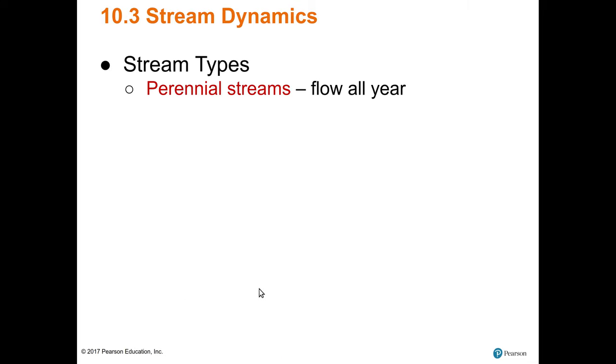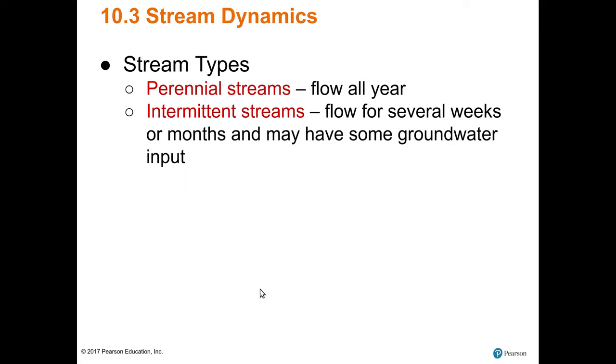More vocabulary terms. We've talked about these before. Perennial streams flow all year round. Intermittent streams flow for several weeks or months after it rains. They might have groundwater input. So even after it stops raining, you would expect an intermittent stream to continue for some time because it's using not just surface water, but also groundwater.